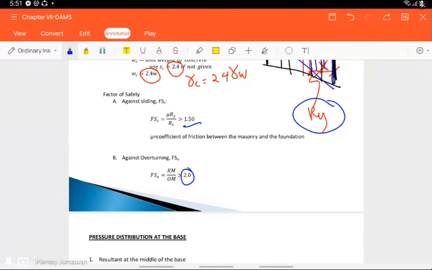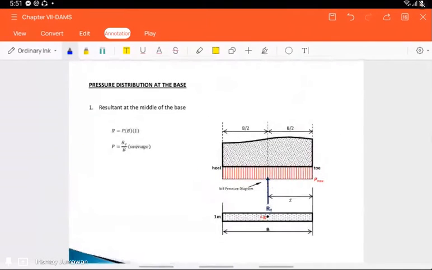So, if it is not safe against overturning, you have to increase the dimension of the dam. Okay, again, this is the criteria for the distribution of the soil pressure. So this one is the pressure of your soil. So it is uniformly distributed for the entire base of the dam.